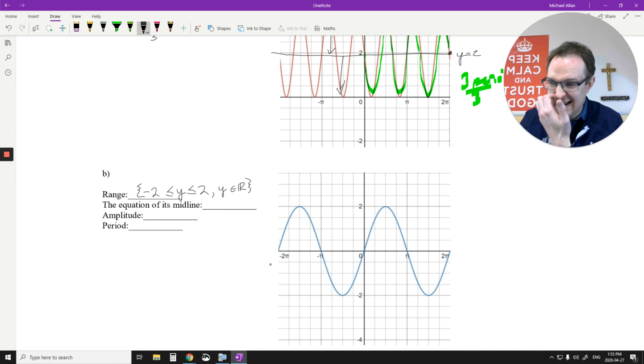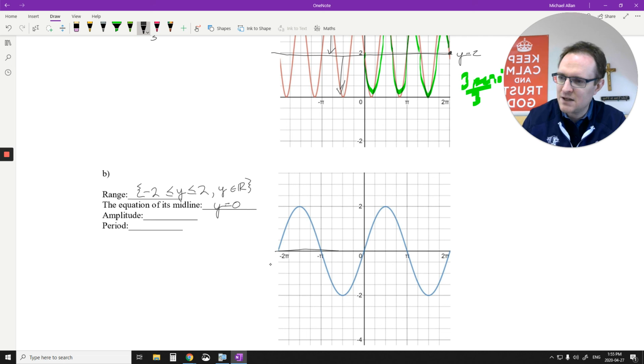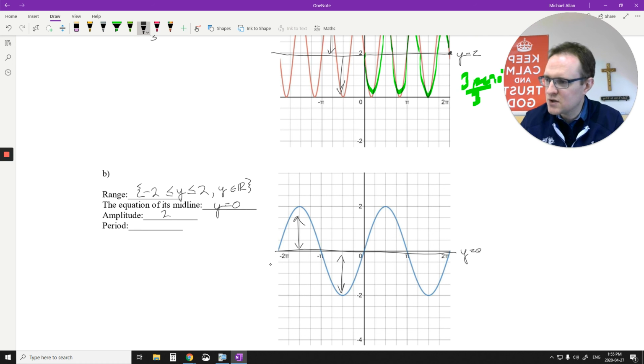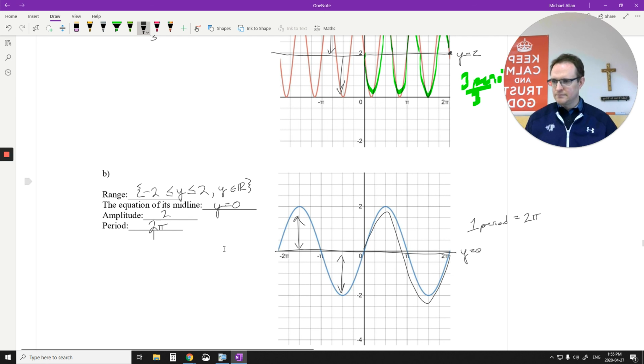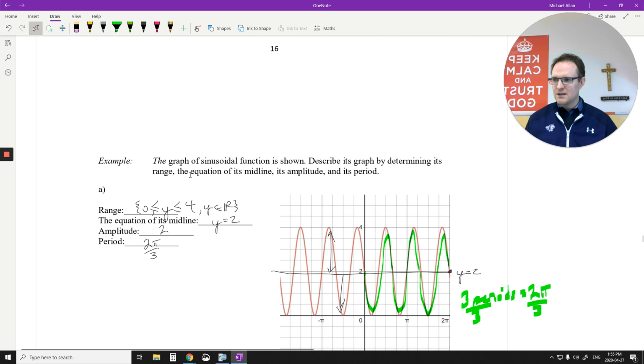The equation of the midline looks like it's going right down the middle. So y is equal to 0. So right down here is my equation of my midline. Amplitude from here up and from here down, 2, and my period. That's just 1 period in 2 pi. So my period is 2 pi. There you go. Do you want me to do anything else here?